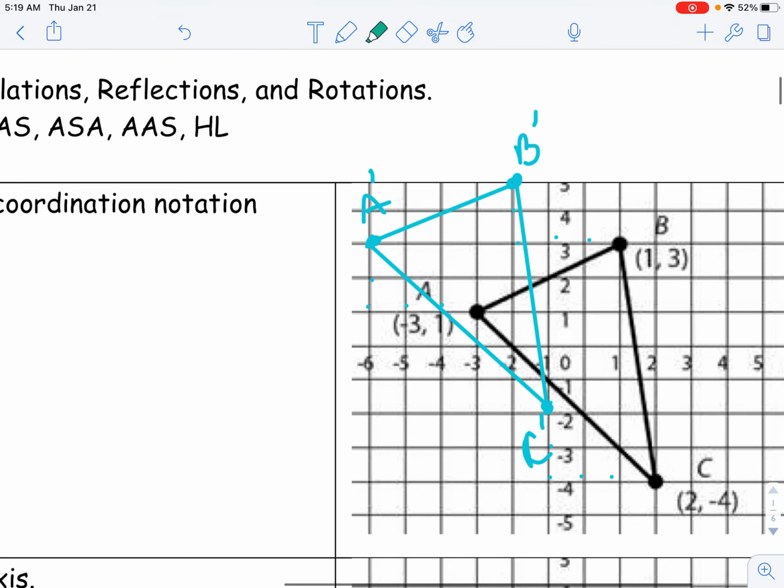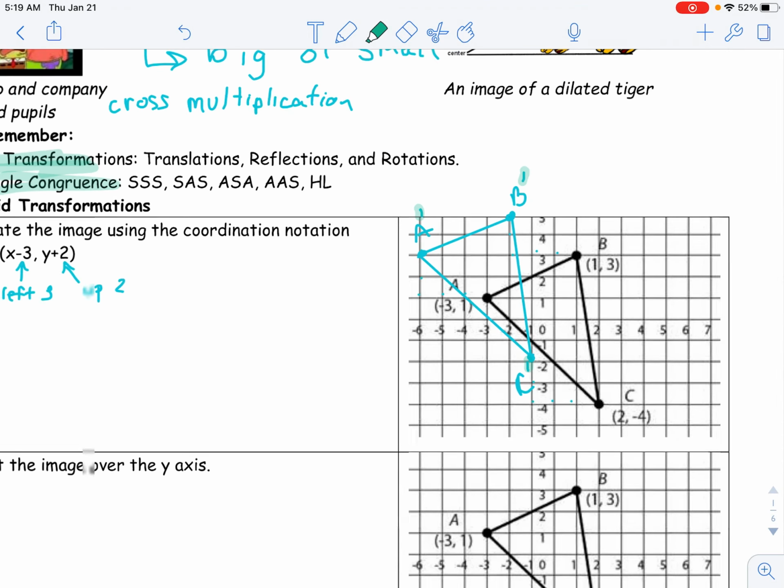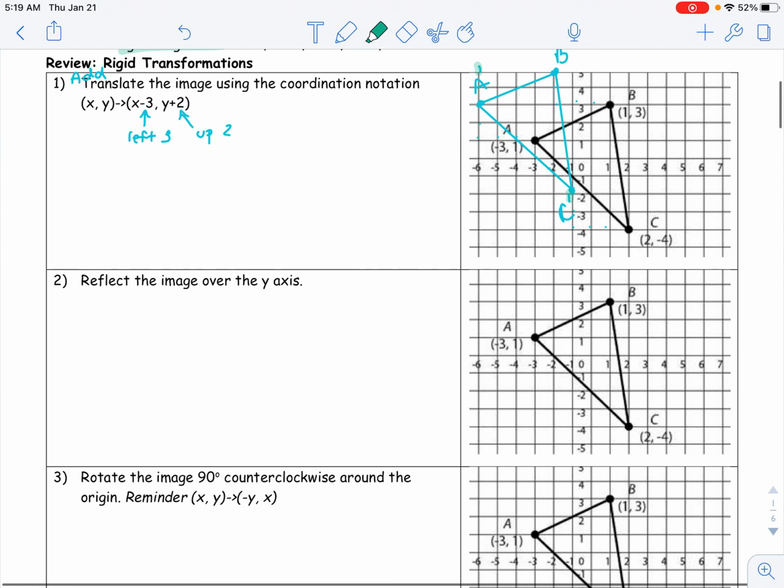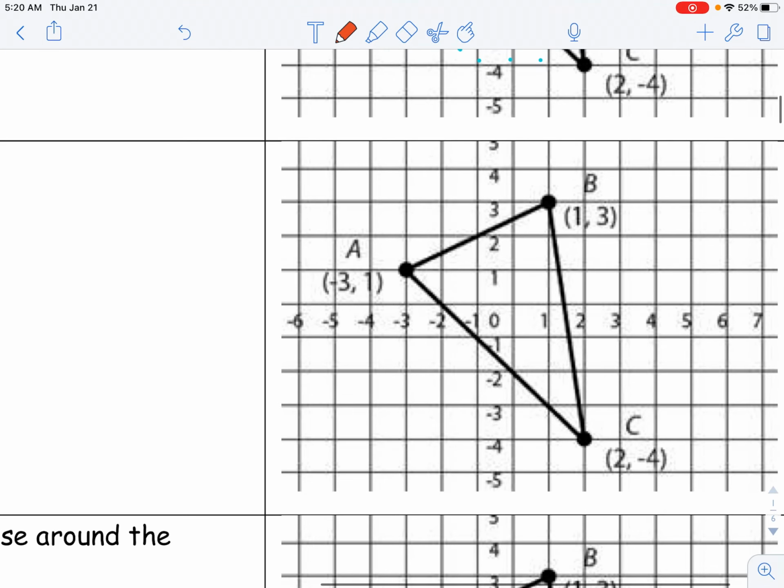And don't forget the prime notation, alright? The prime notation tells us which one we're at, alright? That was the first move, okay? Now we're going to reflect over the y-axis. Alright, the hardest thing about reflecting, in my opinion, is doing it over the right line. Remember, this vertical line is the y-axis. And then things are equal distance to the line of reflection.